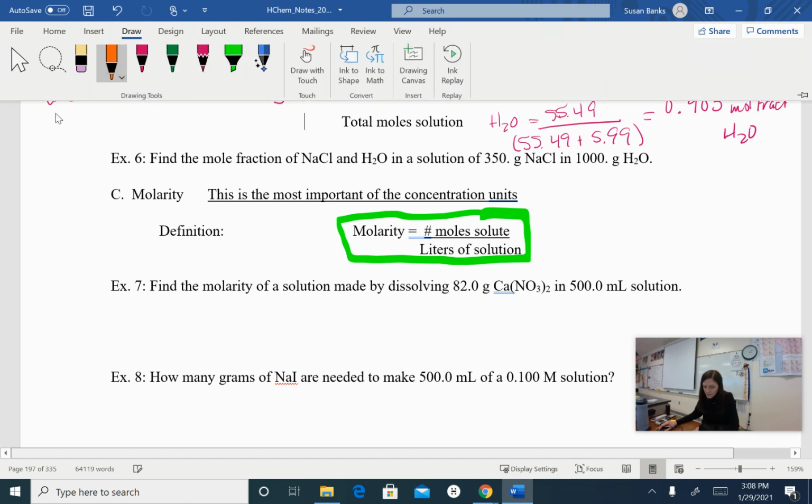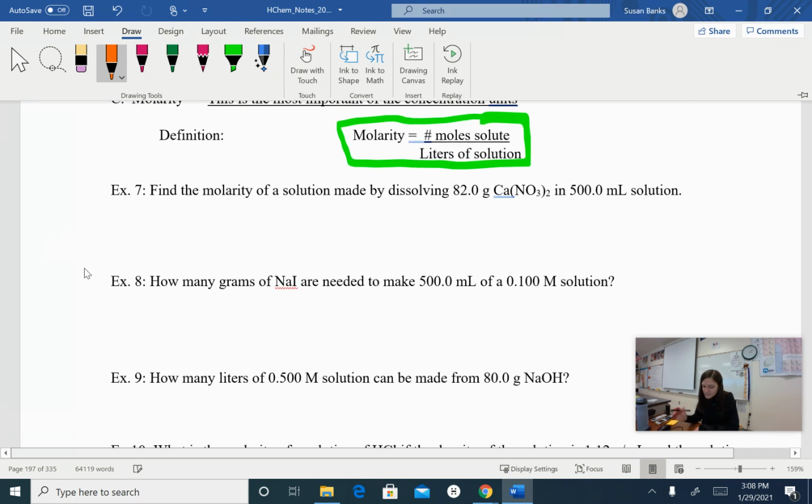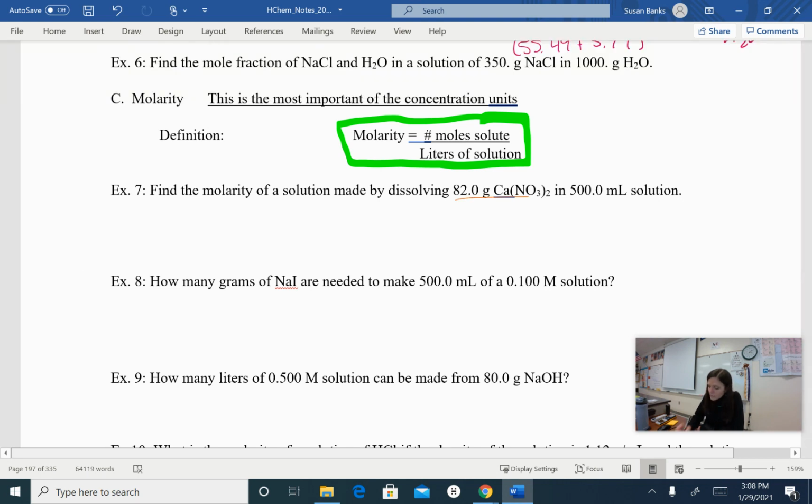I want to find the molarity of a solution made by dissolving 82 grams of calcium nitrate in 500 milliliters of solution. The first thing I've got to do is get these grams into moles, right? That's my solute. And I have a volume of solution here. So I need to get my solute into moles. So I'm going to take my 82 grams of calcium nitrate.